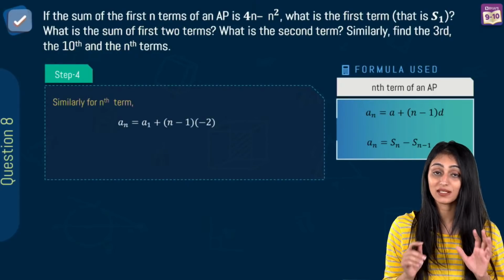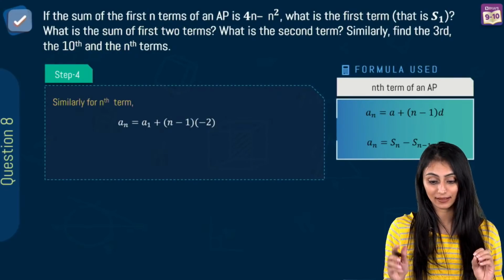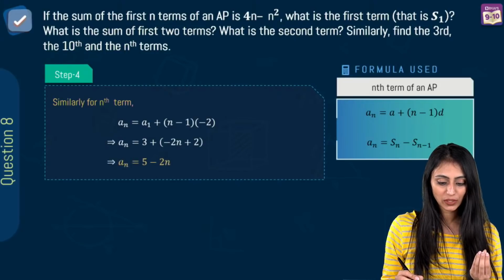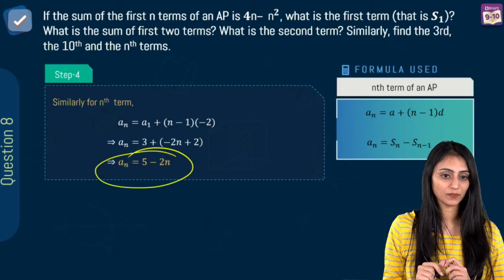Now for the nth term, this time I do not have to replace n with anything. n will remain as it is. Just put A and common difference over here. What will you get? You get 5 minus 2n.